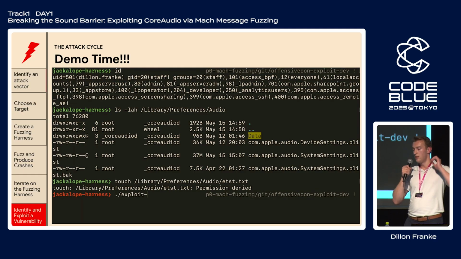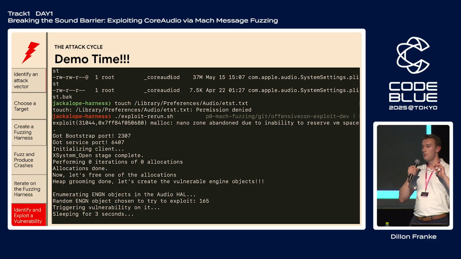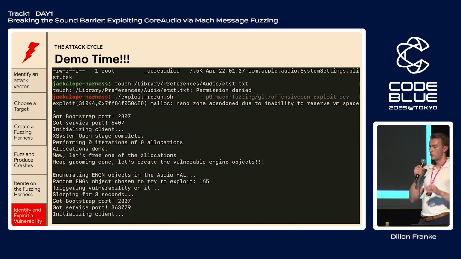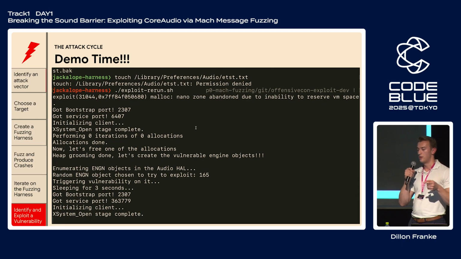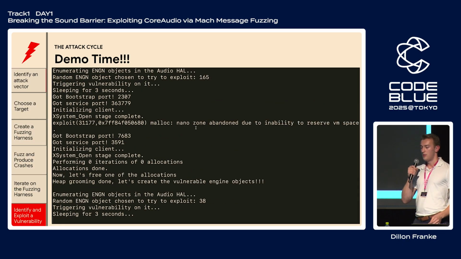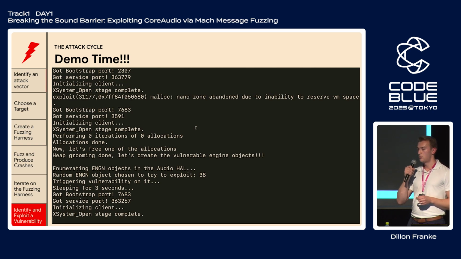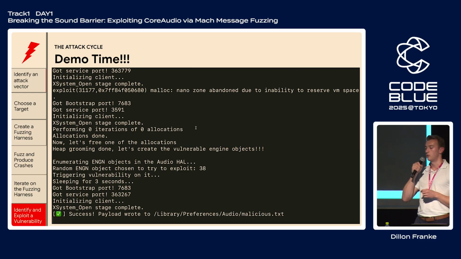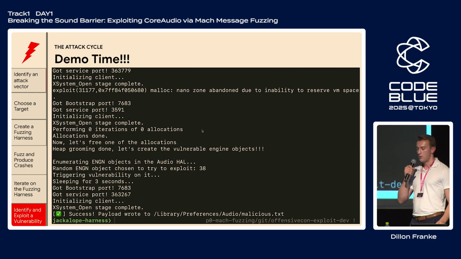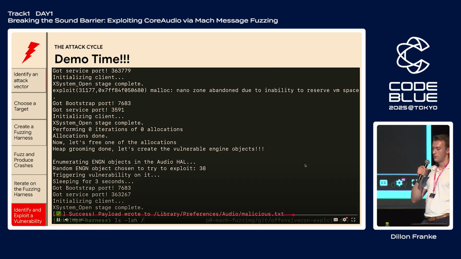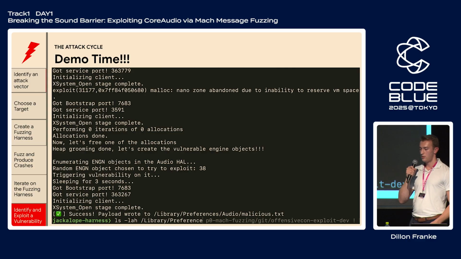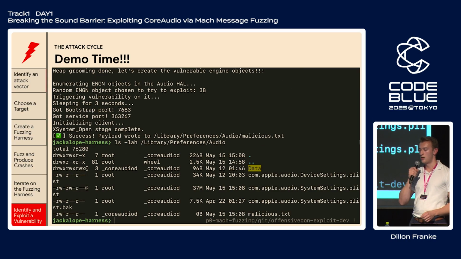Now we're going to run the exploit. So the heap spraying has already occurred here. What we're trying to do is identify or pick random engine objects and trigger the type confusion. And this is going to take a couple of tries here to do successfully. But we're going to wait for it to respawn and then try again. And we'll keep polling for the file being created in that directory. And eventually, that will get properly written to the directory here. And if we look, it was written by the CoreAudio user.